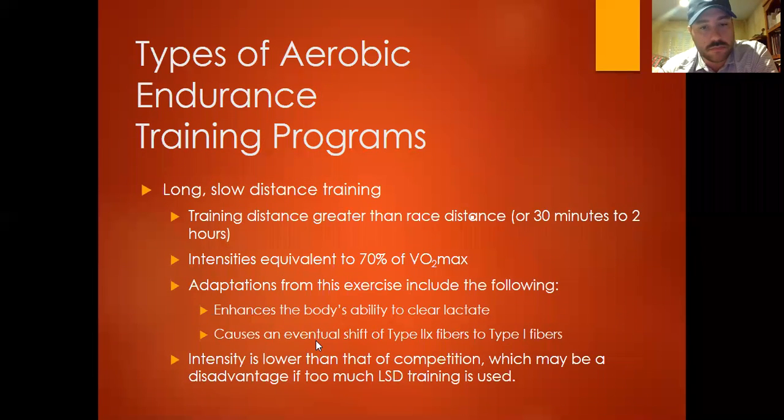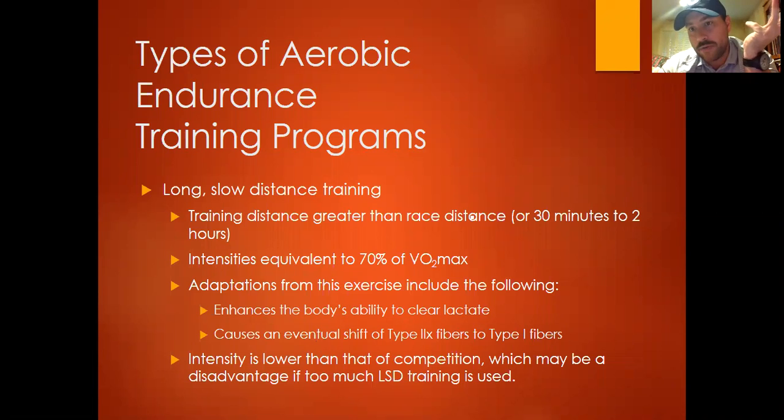Adaptations from this exercise include enhancing the body's ability to clear lactate, which is what we want. And it causes an eventual shift. It doesn't shift your fiber types. What it does is actually start to increase the efficiency of those type 1s. And then those type 2As, those that are kind of a mixture, start to resemble more type 1, but there's never a true fiber type shift.